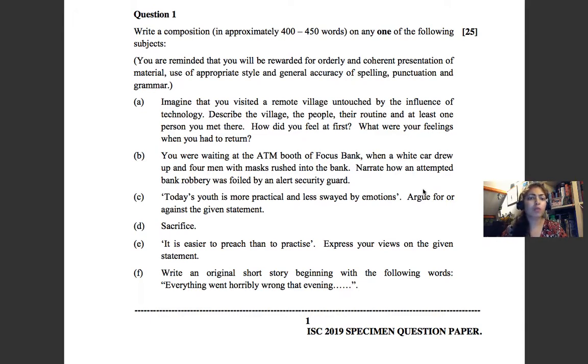What have you been asked? What type of writing has been asked? The A, imagine and describe, it's a descriptive essay, a descriptive composition. B is narrative. You have to narrate an incident. C is an argumentative kind of essay. You have to argue for or against. Sacrifice, you are free to choose your style of writing.